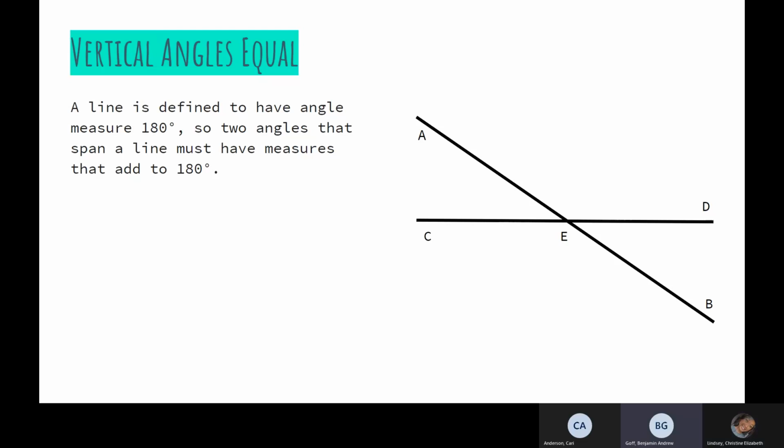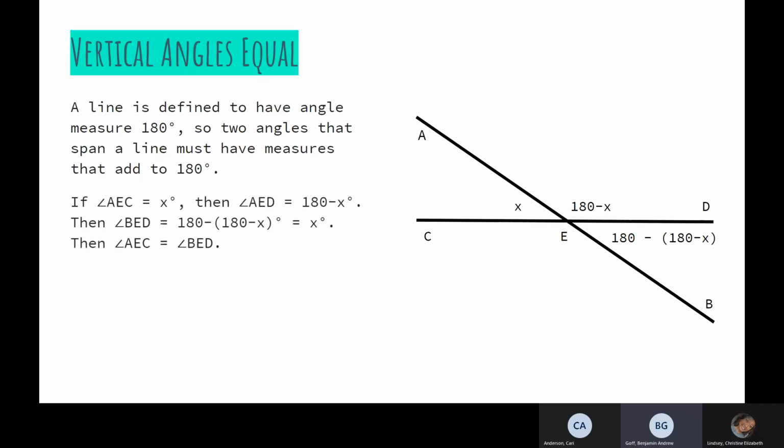So for example, if AEC had measure x, then we would know that AED must have angle measure 180 minus x. Then we also know that BED must have 180 minus (180 minus x). And by some simple algebra, we find that BED is also equal to x. Therefore, angles AEC and BED are equal, so vertical angles are equal.